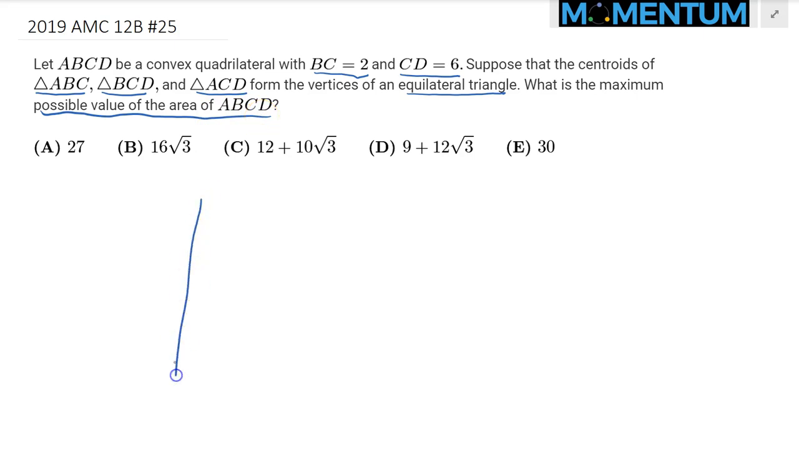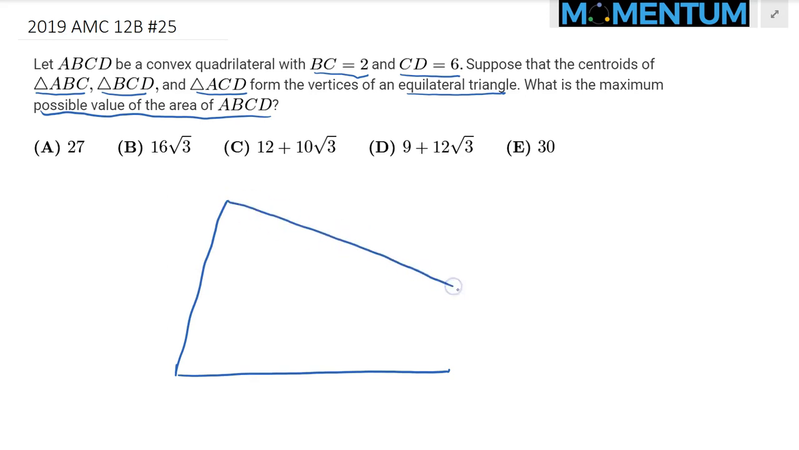Let's go ahead and draw this quadrilateral. So A, B, C, D. We know this length is a 2, this length is a 6. We need the centroids of the following triangles.